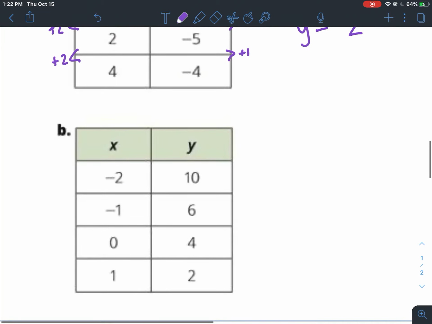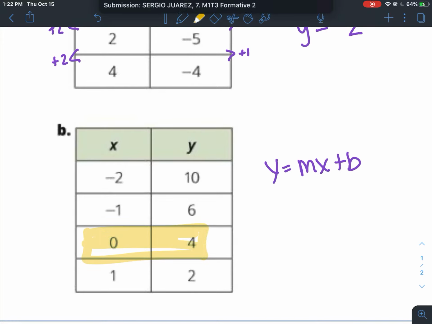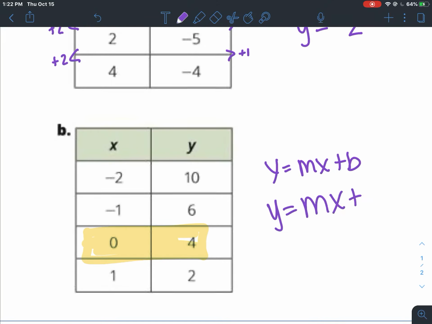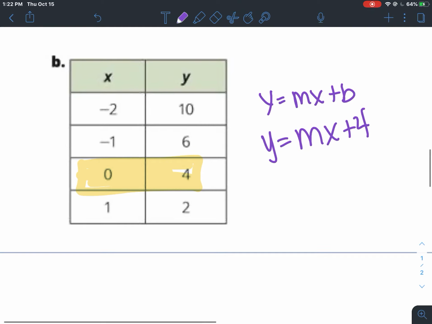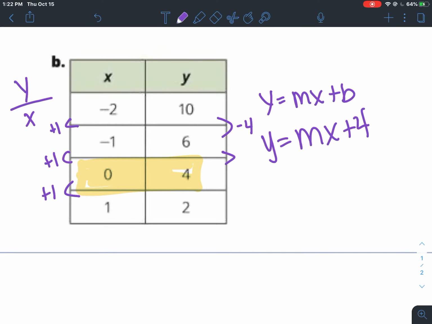Okay, let's look at number 2. We're going to do the same exact thing. y equals mx plus b, and I can see my y-intercept right away. So we have y equals mx plus 4. When x equals 0, the y-intercept is 4. And then we need to find the slope. So difference of the y's over difference of the x's. So how did I get negative 2 to negative 1? We add 1. Negative 1 to 0, plus 1. 0 to 1, plus 1. Cool. Then we have 10 to 6 is minus 4. 6 to 4 is minus 2. 4 to 2 is minus 2.